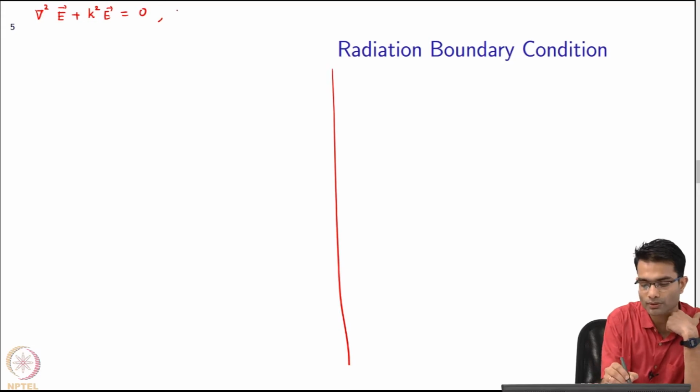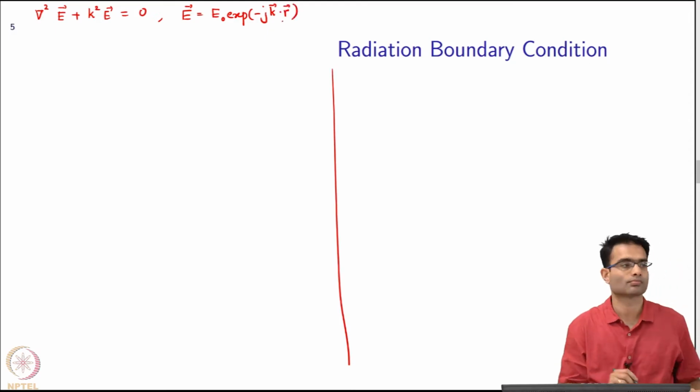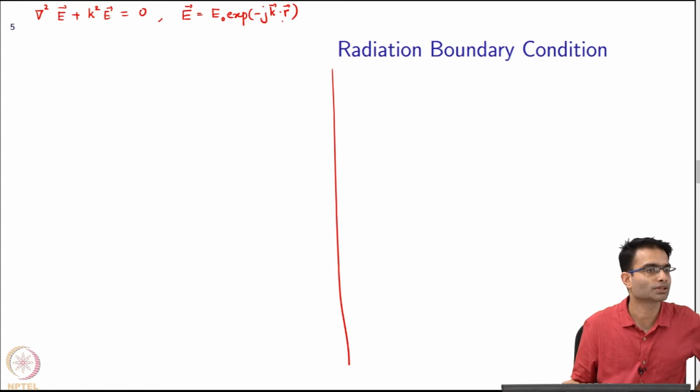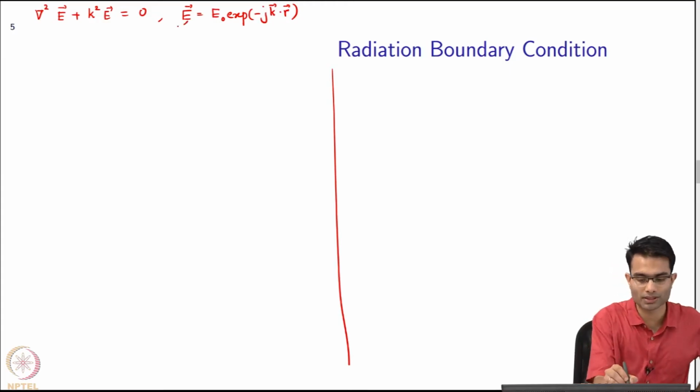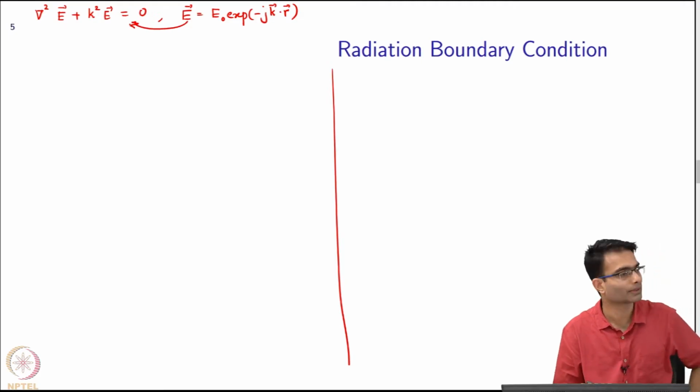So, what kind of solution do I get? E is E naught e to the minus j k dot r. I am ignoring the time dependence, we have already taken care of that. This is the plane wave solution, and if I plug it into the Helmholtz equation, it satisfies it identically.